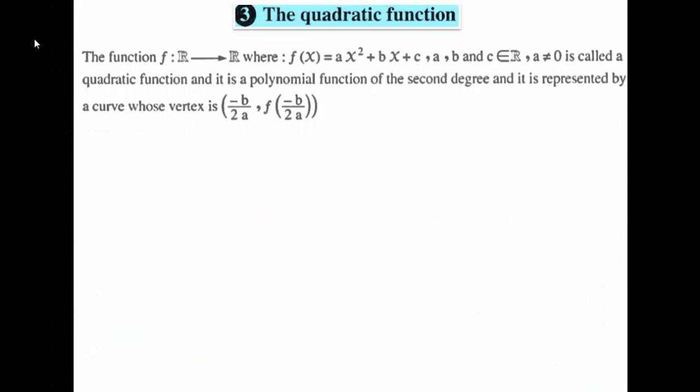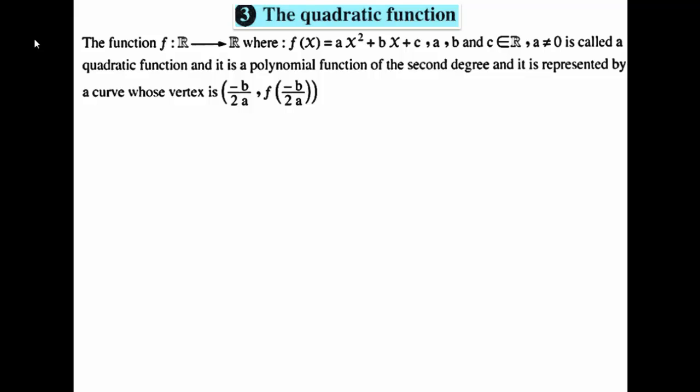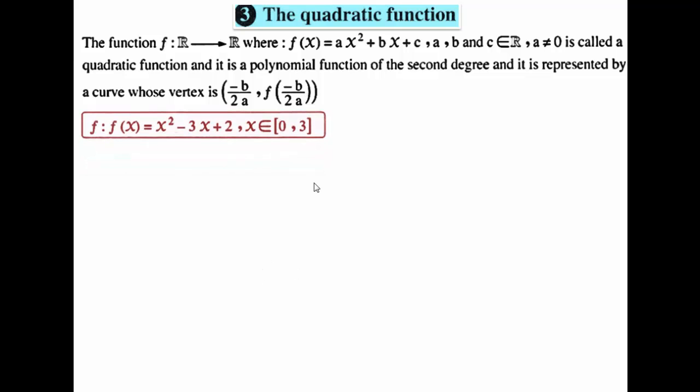The quadratic function. The function from R to R where f of x equals ax power 2 plus bx plus c, where a, b and c belong to R and a not equal to 0, is called a quadratic function. It is a polynomial function of the second degree, and it is represented by a curve whose vertex is negative b over 2a and f of negative b over 2a. The first example for this: f of x equals x power 2 minus 3x plus 2, where x belongs to the closed interval 0 and 3.